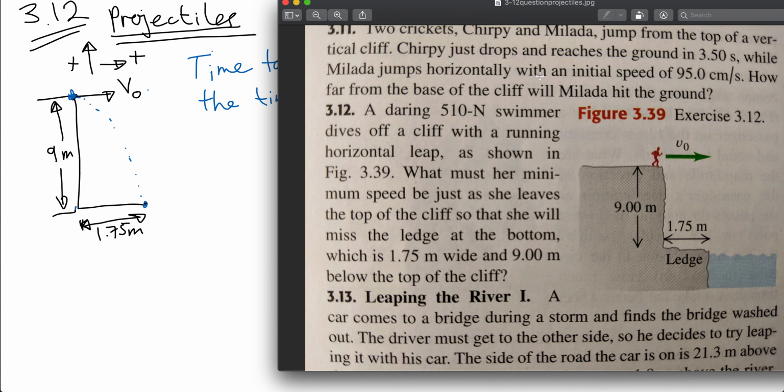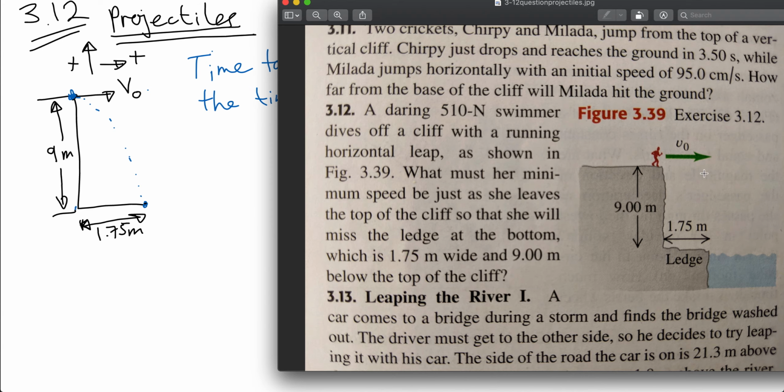We know that this person must hit this point in a certain time, which is the time it takes to travel out this distance, and also to drop 9 meters. The time to do both of those things is the same. So what time does it take to travel 1.75 meters if you're traveling at v0? If you can work that out, then you have the time. That time is the same time it takes to drop, because while they're traveling that way, they're also dropping. So what would v0 be to make this happen?